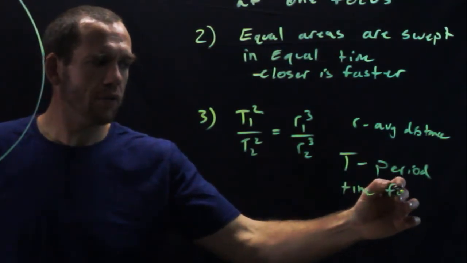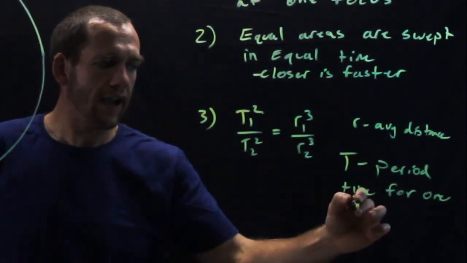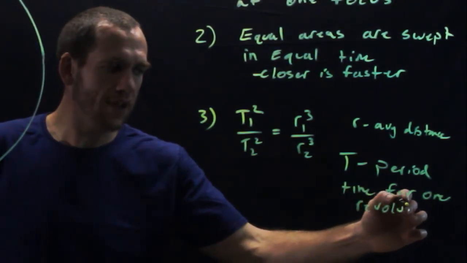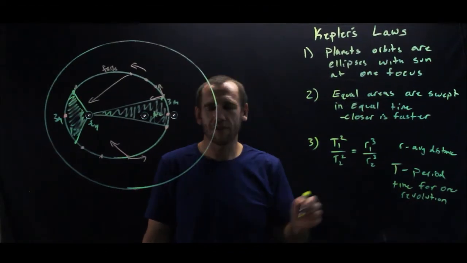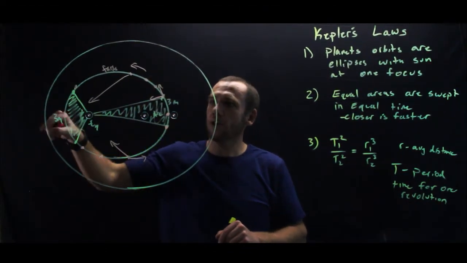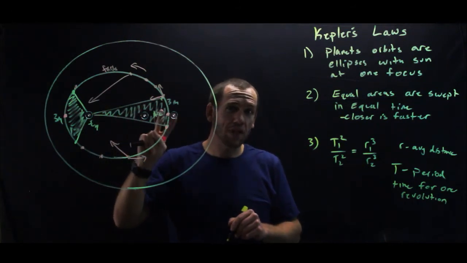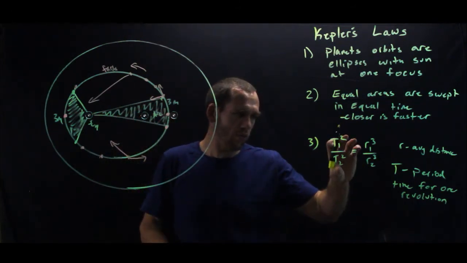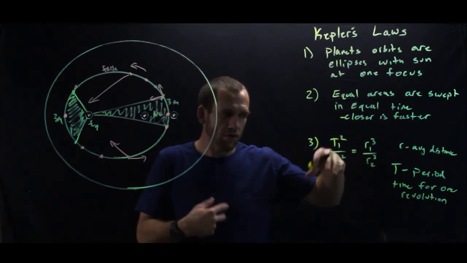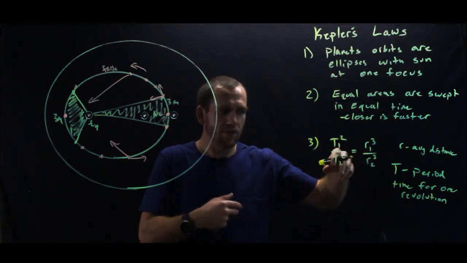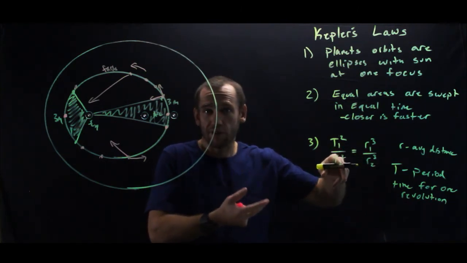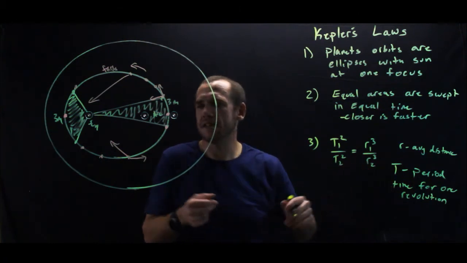Time for one rev. Now, if the Earth goes around the sun once, we call that a year, right? It takes just over 365 days. And Jupiter's year is longer than Earth's year. And there's two reasons for that. So we have this relationship, and we can use this if we know Earth's period and average distance. We could find, say, Jupiter's period if we knew the average distance, or if we knew how long it took to orbit the sun, we could figure out how far away it was.